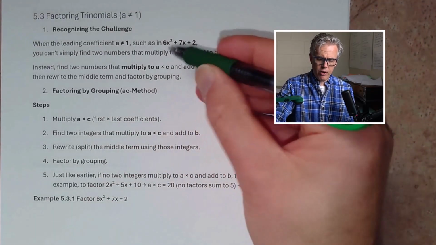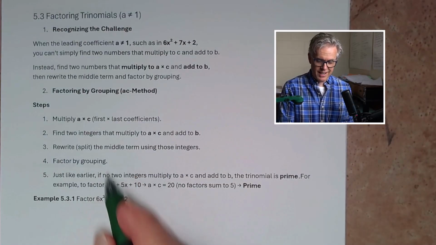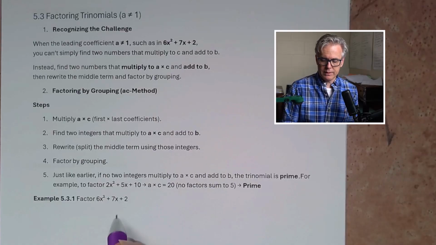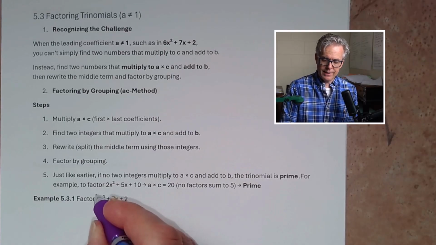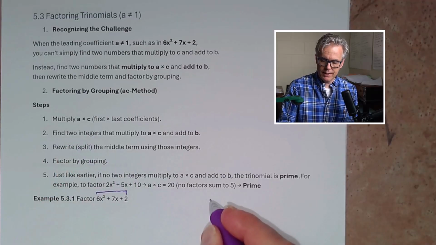Okay, so here's where the examples start, and I'll unpack how to do that here. Again, it's easier to show you than it is to say or write it all out. So let's look at this first one: 6x squared plus 7x plus 2. That AC method says I multiply a times c, so a times c is 12.